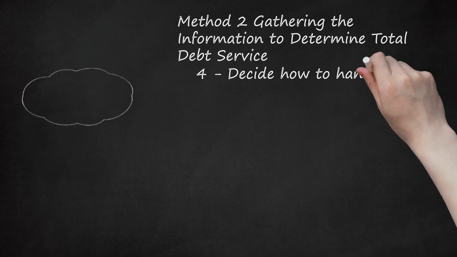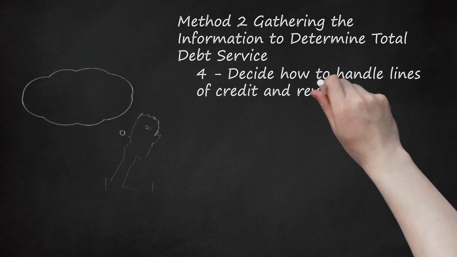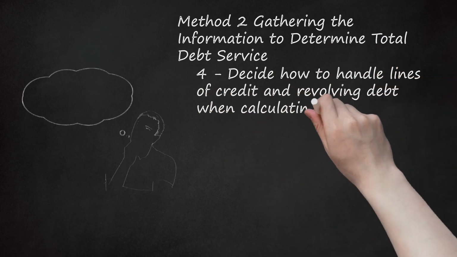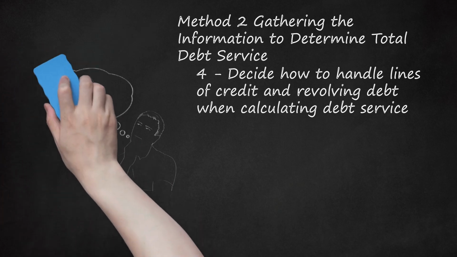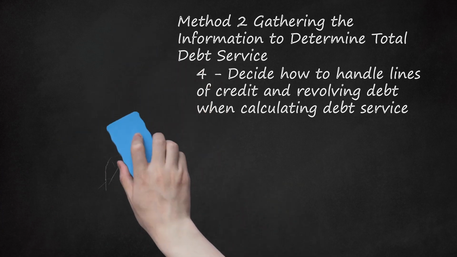4. Decide how to handle lines of credit and revolving debt when calculating debt service. A company may plan to pay down a line of credit during the year. Or, they may term out a line of credit that is fully extended. Term out means that the line of credit is converted to an amortizing loan. An amortizing loan means the balance of the loan is reduced over time by monthly payments that include principal and interest.